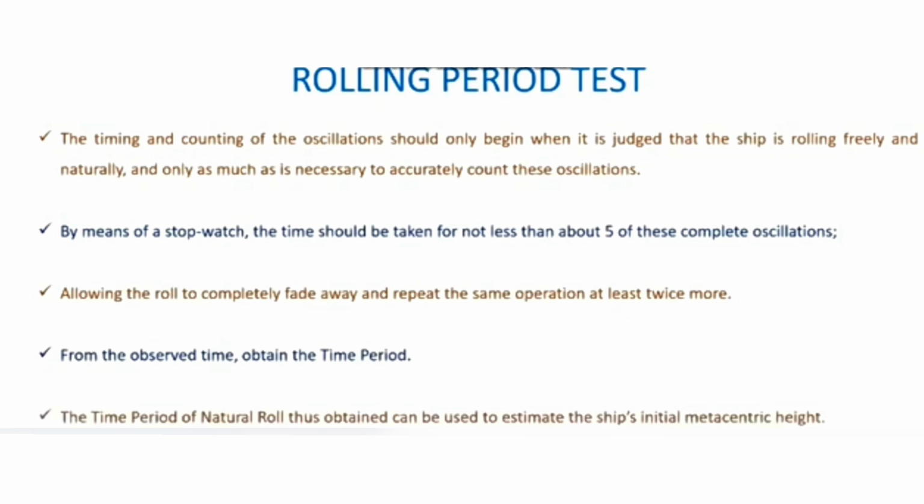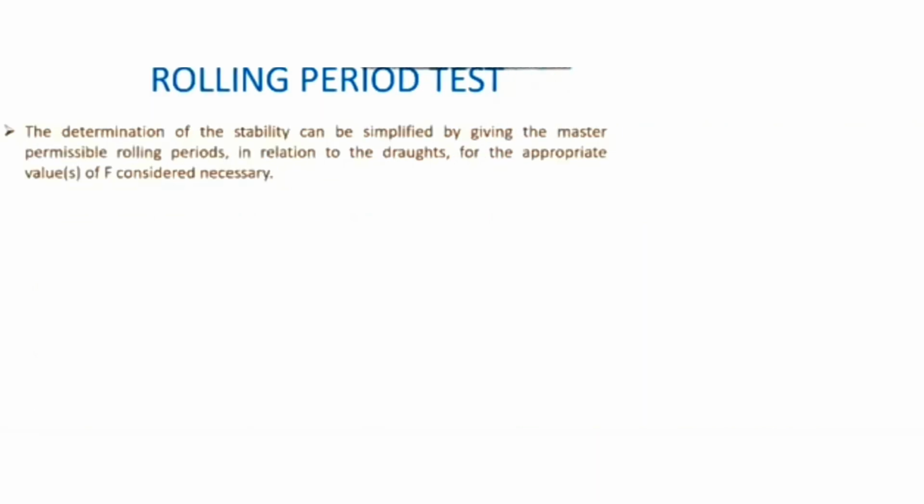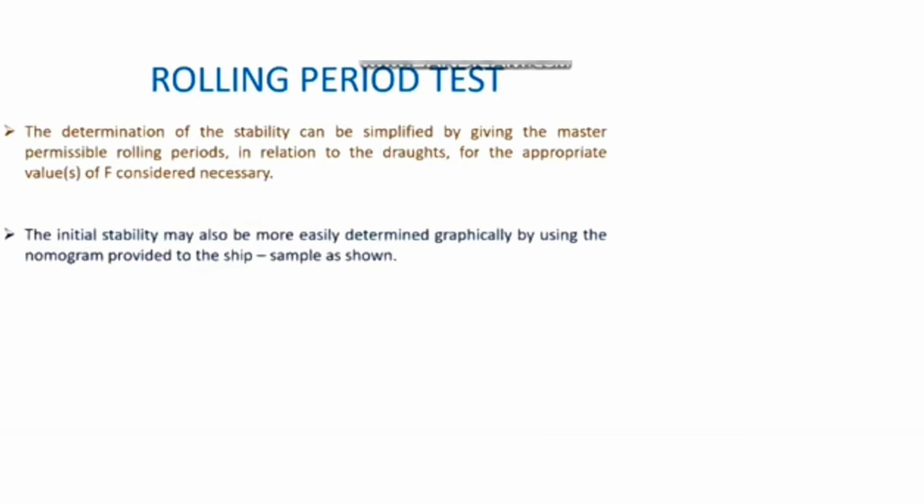The period of natural roll thus obtained can be used to estimate the ship's initial metacentric height. The determination of the stability can be simplified. You see, even the master, somebody will say, sir, how will the master calculate this GM is equal to F into B upon TR whole square? If you're saying competence is a challenge. For that also, in the earlier code on intact stability, they had given a diagram in which, through plotting, you could estimate the GM. And how did the diagram look like?